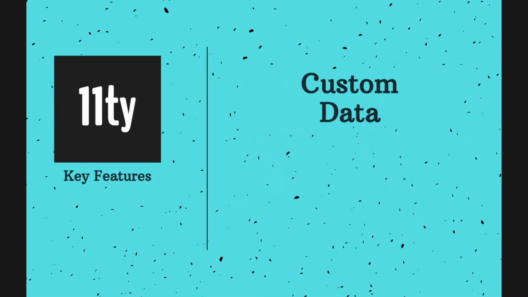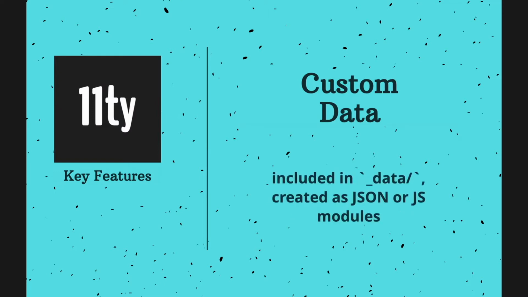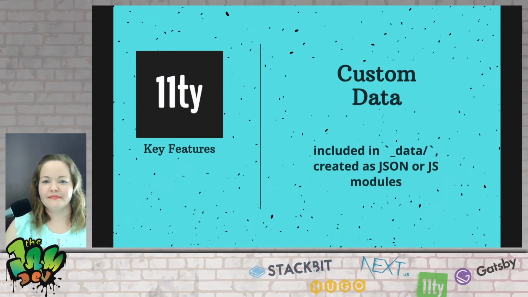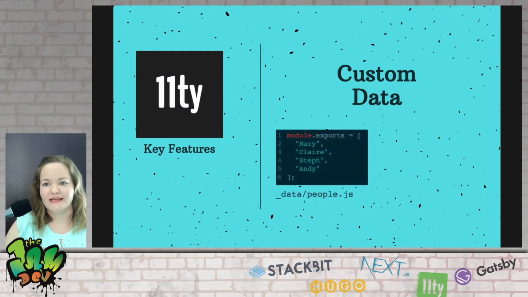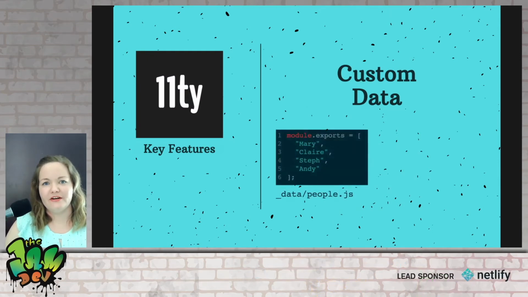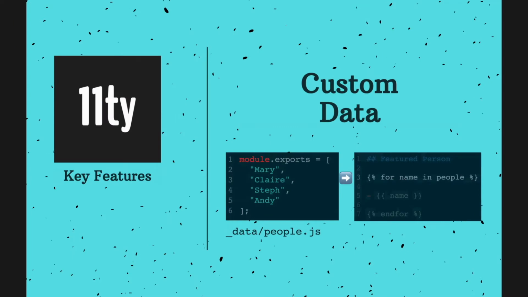The example that was just shown was actually set up to use what Eleventy calls custom data. An optional directory can be included called _data, and in there you can put things like JSON or JavaScript modules. The name of that file is then made available throughout Eleventy to access that data. So in the featured person example, there's a file located in the data directory called people, and that exports a simple array, which we can then access in any template by the file name of people.